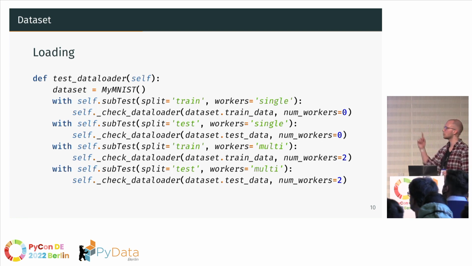To do this, we just use subtests again and a little helper function, which is called check data loader. Check data loader just iterates one time over the whole data set to see if it works. We have 4 subtests here, one for each split and one for single and multiple workers.